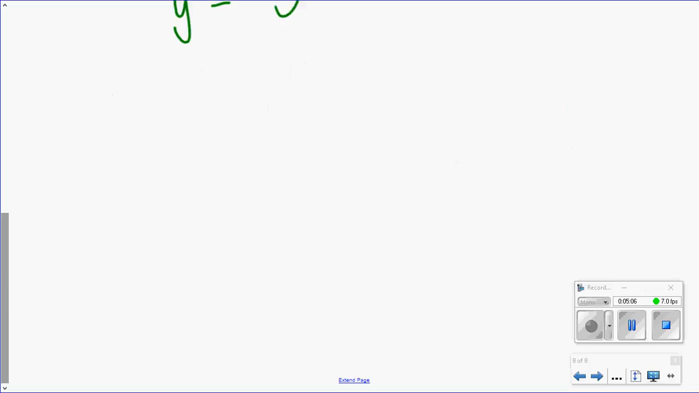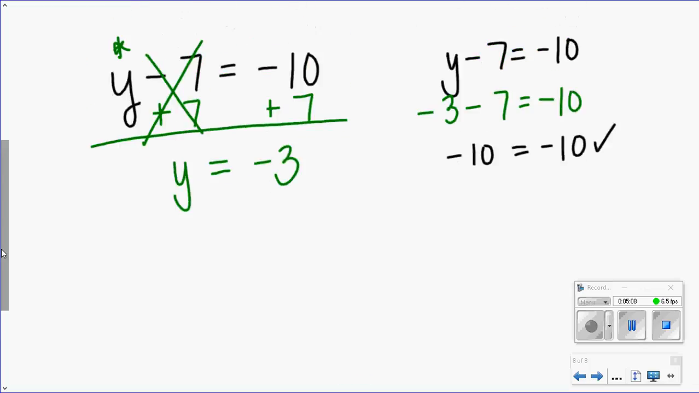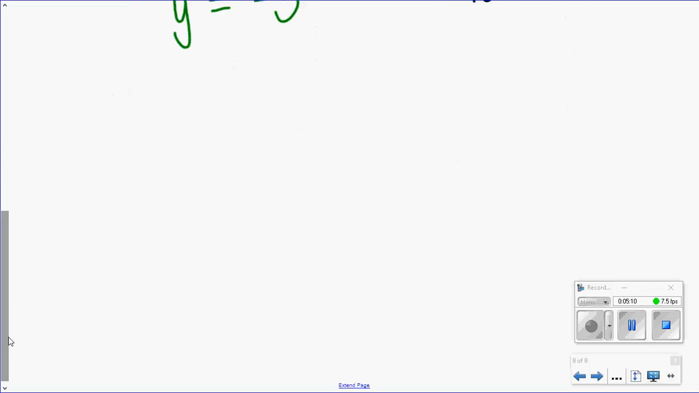Okay, how about another one? 5 equals 8 plus, we'll call it C. Okay, now this one, two things here. The variable is on the right side of the equal sign, and it's the number plus the variable.